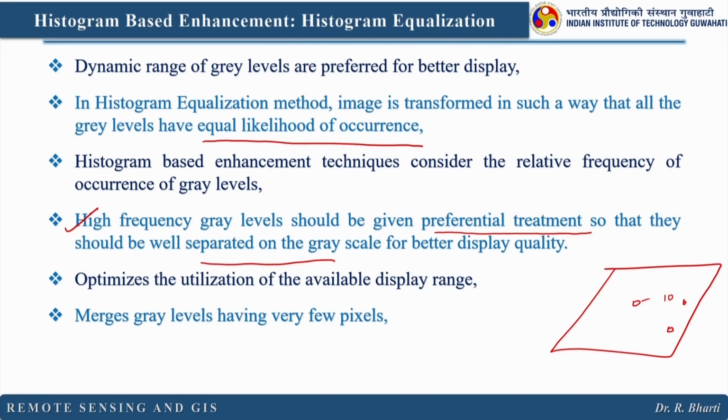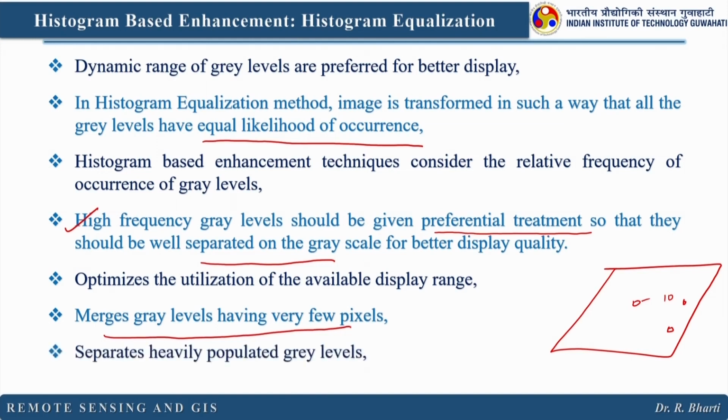So, do you really need to worry about those 4 or 5 pixels? No. Out of this 1000 by 1000 pixels, you have 4 or 5 pixels of DN value 10. That is not going to matter. So, what happens here? It merges the gray labels having very few pixels and separates heavily populated gray labels. That is very important, right, because it is doing the high frequency gray labels separation.